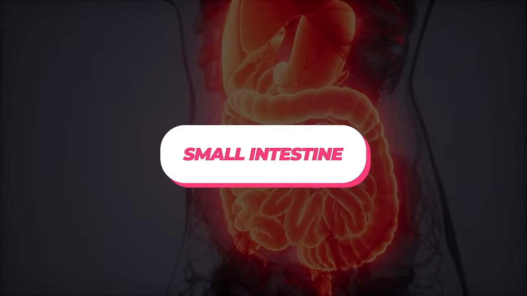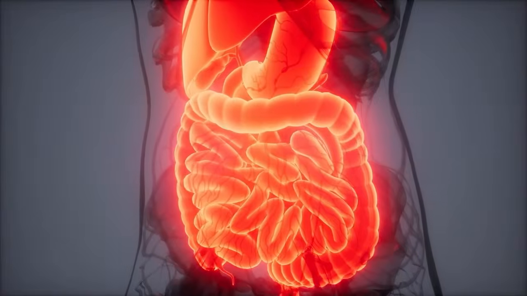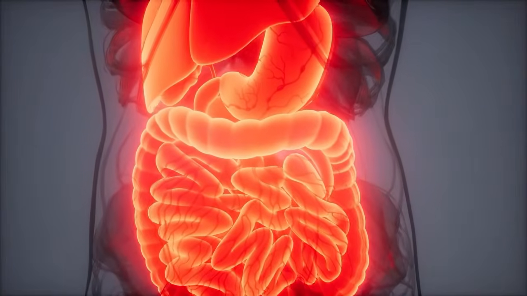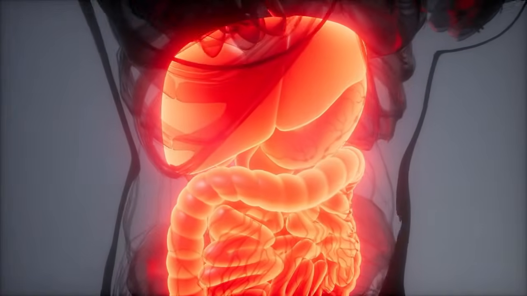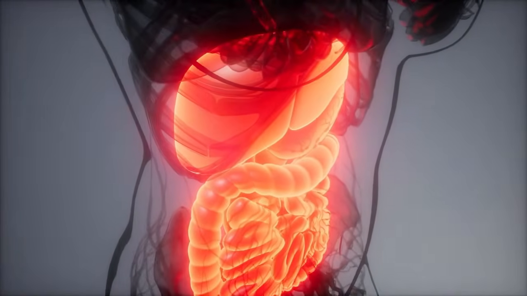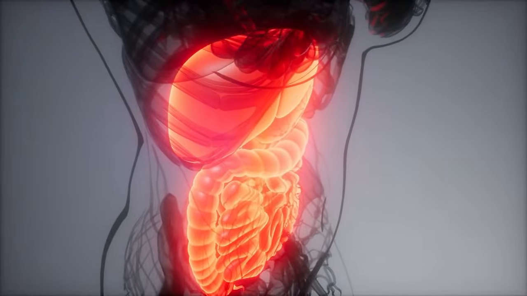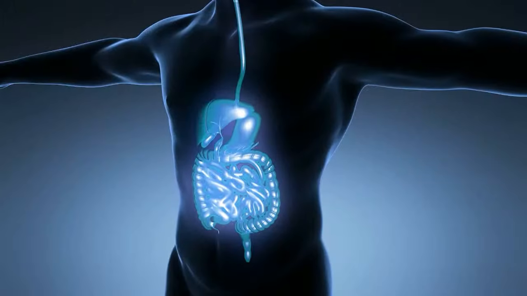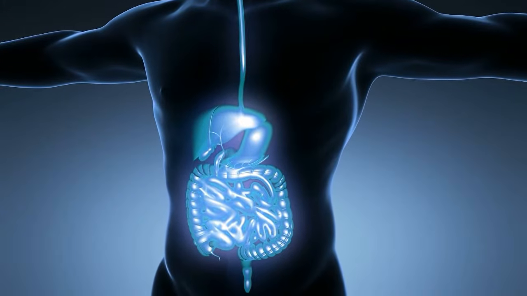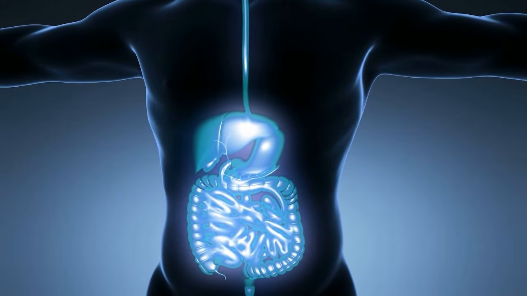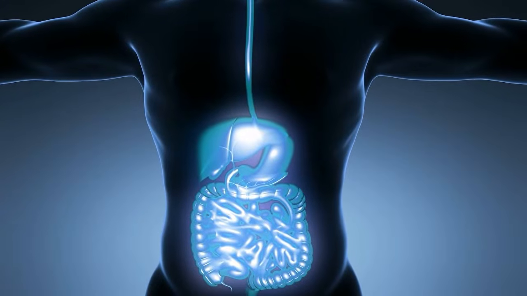Small intestine. The small intestine is a long, coiled tube that is responsible for the majority of nutrient absorption. The walls of the small intestine are lined with tiny, finger-like projections called villi and microvilli, which greatly increases the surface area for absorption. The small intestine also plays a role in the secretion of bile, which is produced by the liver and stored in the gallbladder.